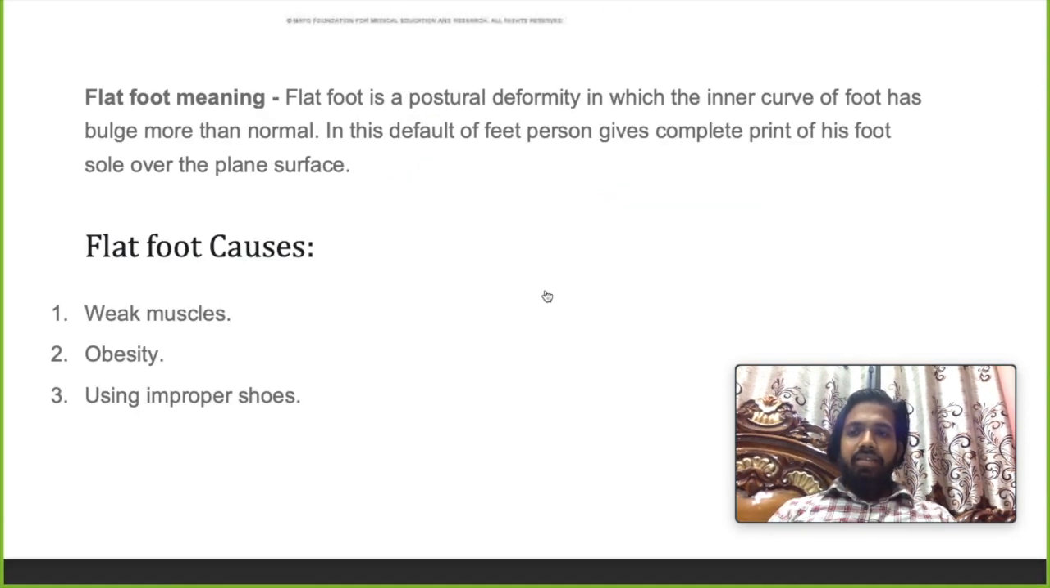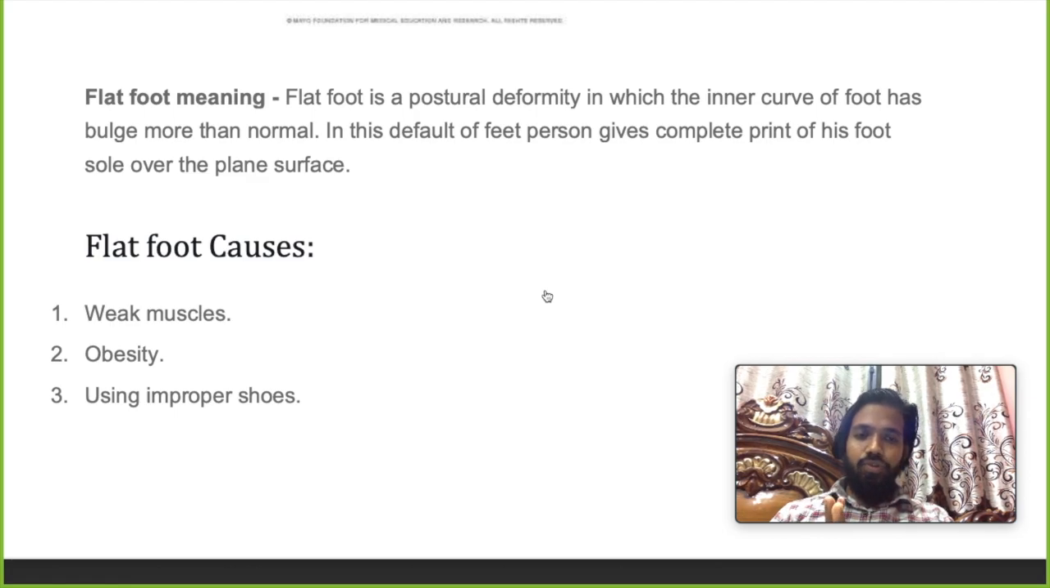Now, what are the main causes of flat foot? There are quite a few reasons by which you can have flat foot. The first one is weak muscles. If your muscular system is weak, they can't take load, then you are most likely to have flat foot. Obesity is a problem you'll face if you read about any kind of postural deformity; it is a common cause. And also one of the major causes that we often neglect is using improper shoes. If you are wearing improper shoes, that is hampering your sole, or your feet.